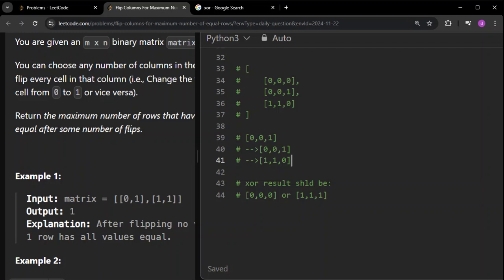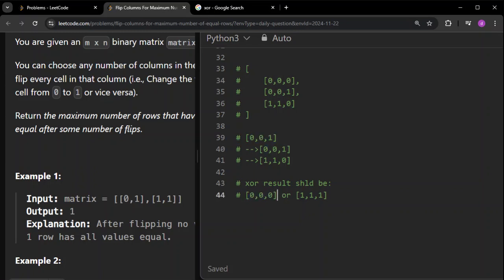If two numbers, that is, if two rows follow the same pattern, for example this and this, what will be their XOR? I've already noticed that if the bits are the same, the answer will be 0. So if I do a bitwise XOR of this and this, what will be the answer? In this case everything is matching, so since all the corresponding bits in both numbers are the same, the XOR result will be this.